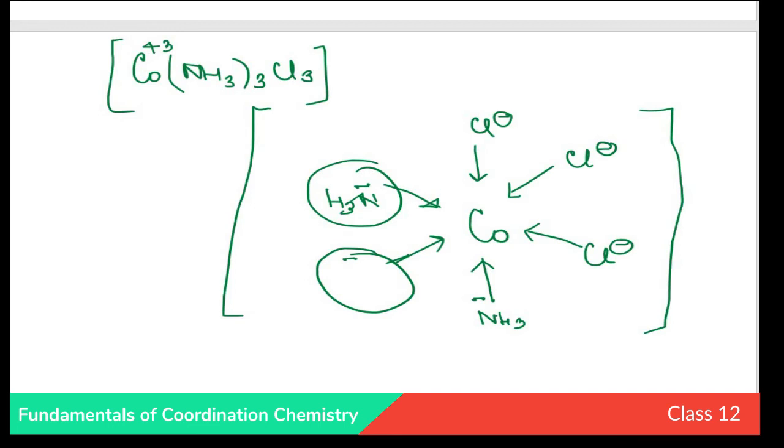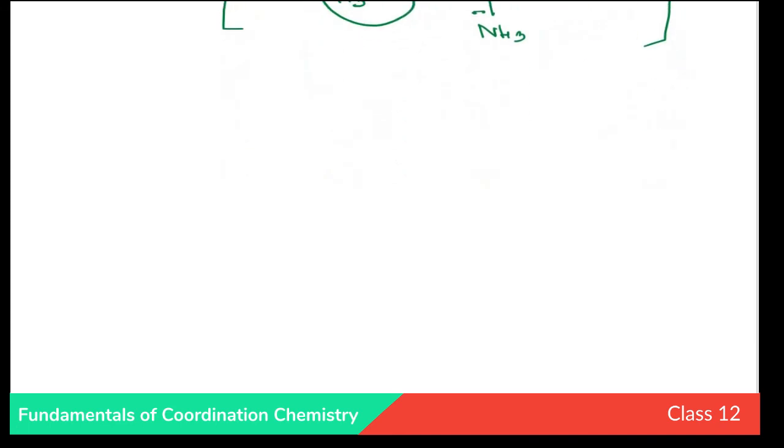So, let's just write it as H3N like that. Okay, so this is how a coordination compound is actually written on pen and paper. Let's take another example for our practice.